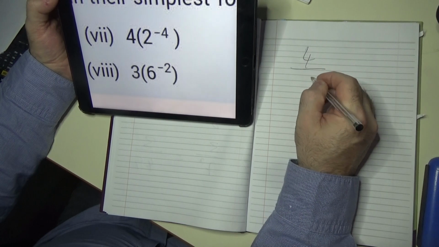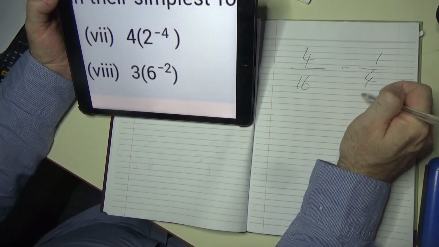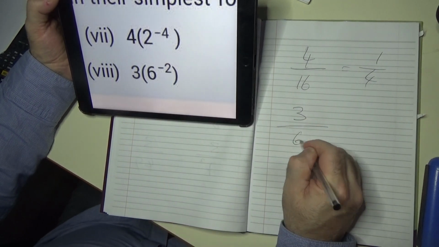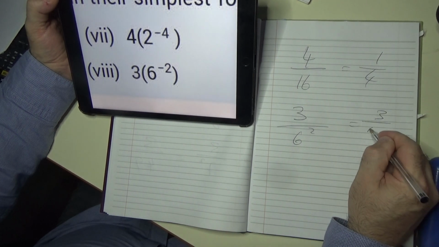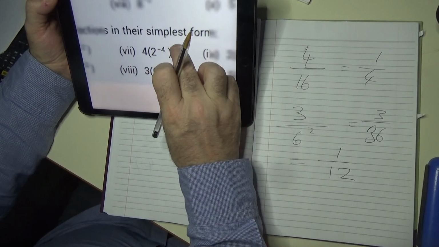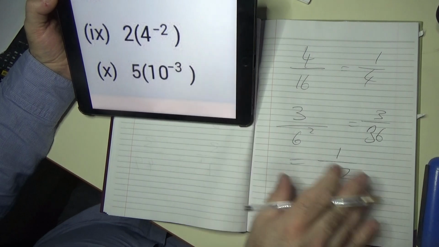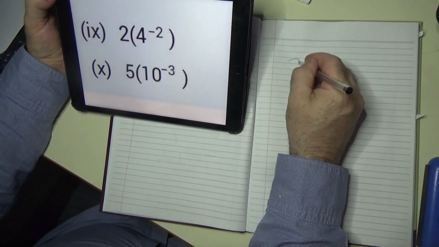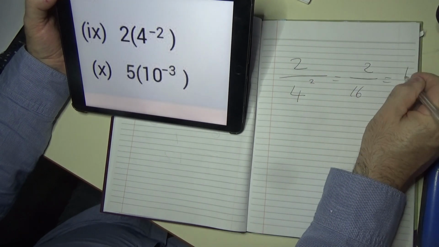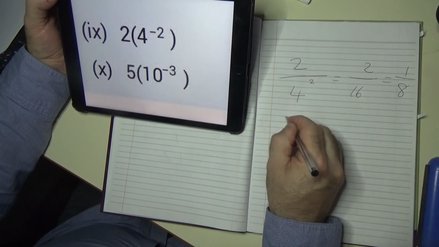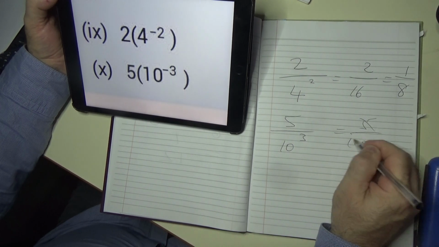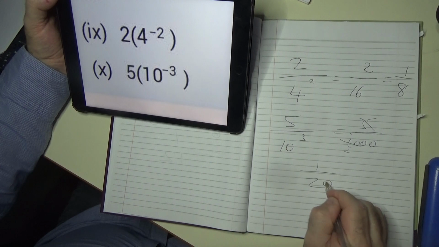4 over 16 equals 1 over 4. 3's are going to cancel here somewhere. 3 over 6 squared equals 3 over 36 equals 1 over 12. 2 over 4 to the power of 2 equals 2 over 16 equals 1 over 8. And on to question 10, part 10. 10 to the 3, 5 over 1,000. 5 into 10 goes 2. That's 1 over 200.